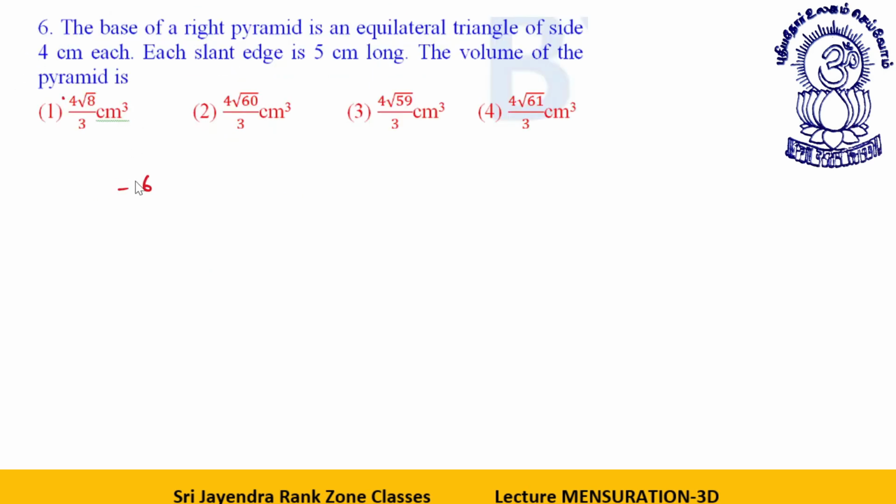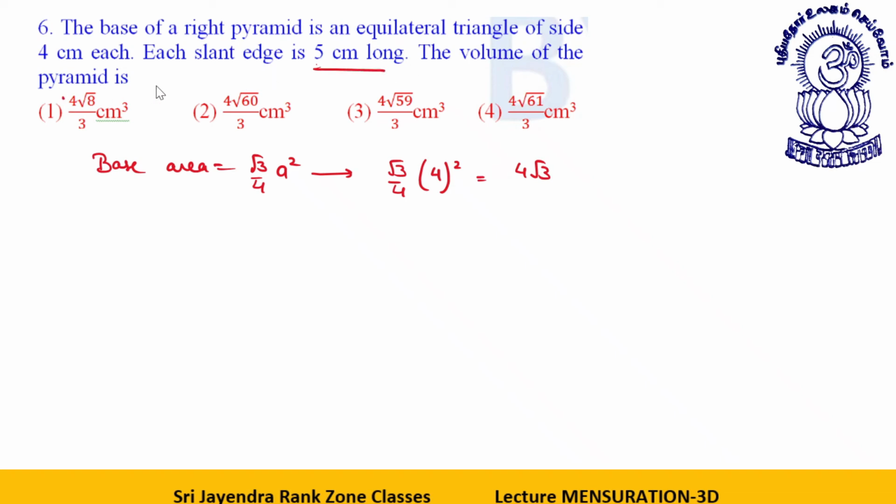The base of a right pyramid is an equilateral triangle of side this. Each slant edge is 5 centimeter long. The volume of the pyramid is. This is a very beautiful and a good question. First of all, let's find the base area. Base area is root 3 by 4 a square. This is root 3 by 4 of side 4 centimeter. So this is 4 root 3, one thing.